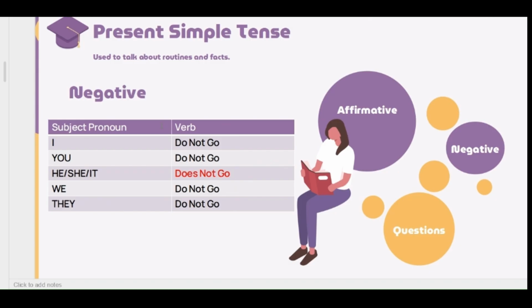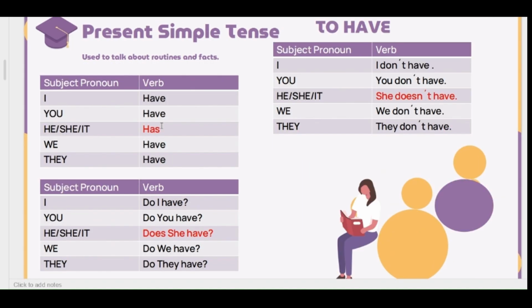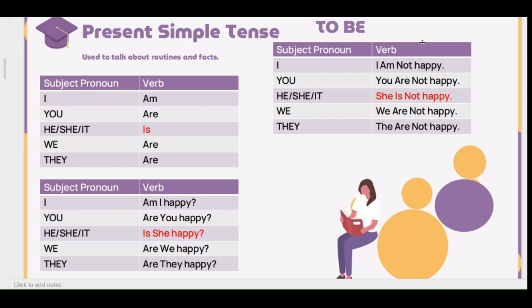So before we go to the questions, I'm going to go back to the verb to be. In the negative it is the same thing. Once we have the conjugation in the affirmative forms, we're going to add not. So I am not happy. You are not happy. She is not happy. We're not happy. They are not happy. So if you notice, it's very simple. All we do is add not.